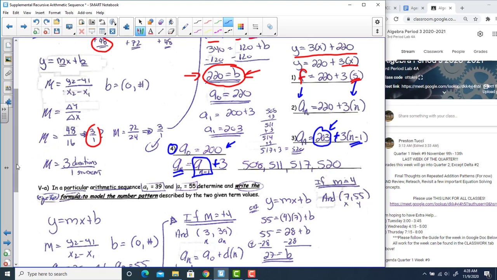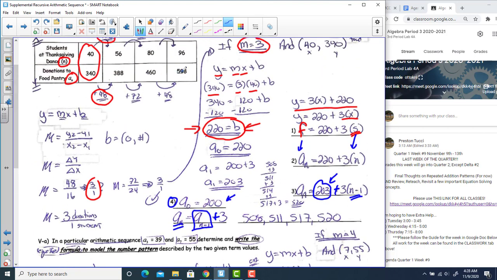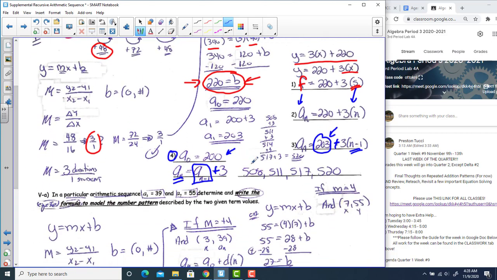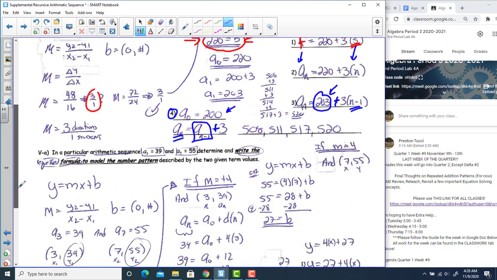If you were to continue the pattern beyond the table, you'd have to know that 508 was the last amount collected, and for each student that trickles into the dance late, they're going to add 3 more to that total. So adding 3 more to 508 would bring us to 511, 517, 520, and then eventually 523.